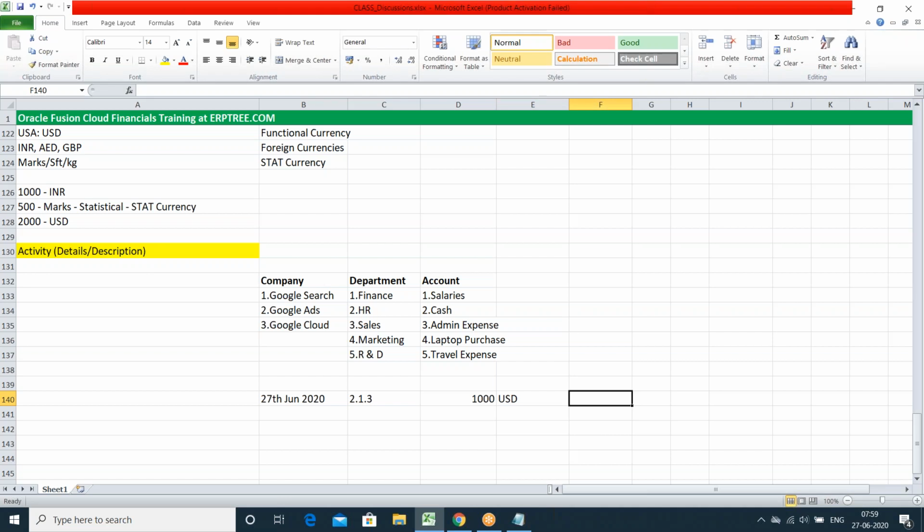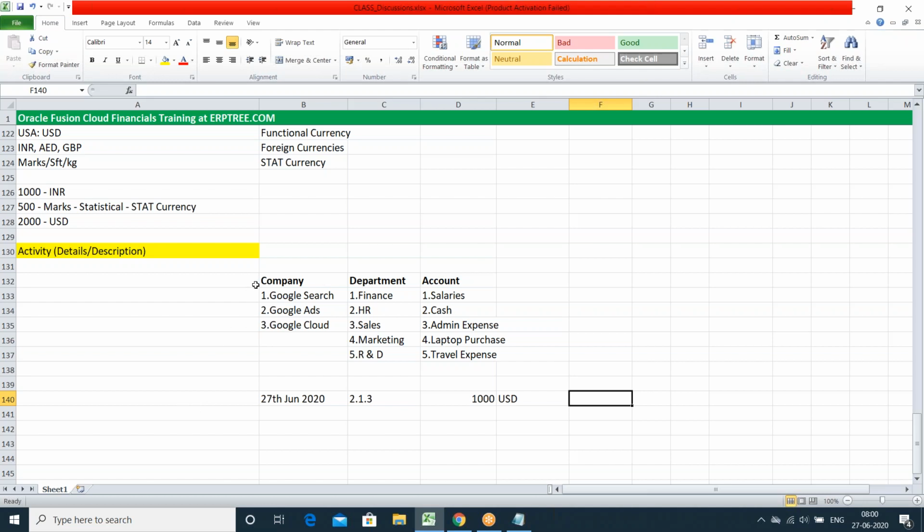If you want to record a transaction like this, the calendar is required so that you can capture the date. The activity-related details or description is required in the system so that you can select which company, which department, which account the transaction belongs to. And you have to maintain currencies so that whatever amount you enter, you can relate it with the currency. This is how you can create the transaction based on the information you are maintaining in the system.